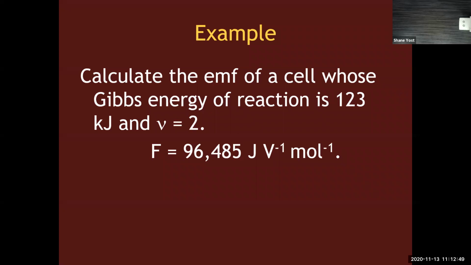So let's calculate the electromotive force or the cell potential of a cell whose Gibbs energy change for the reaction is 123 kilojoules. The stoichiometric coefficient for the number of electrons being transferred is 2, and F here is just Faraday's constant.